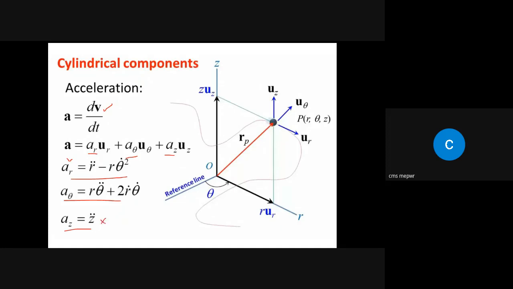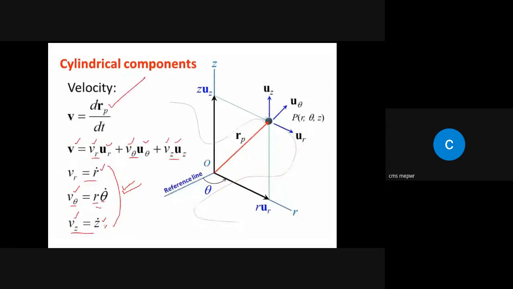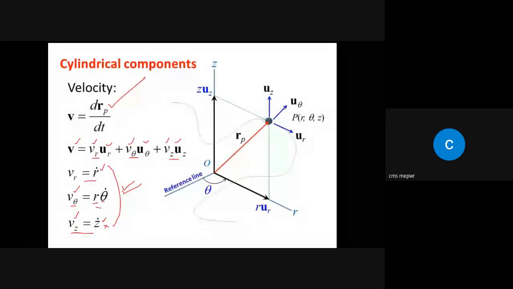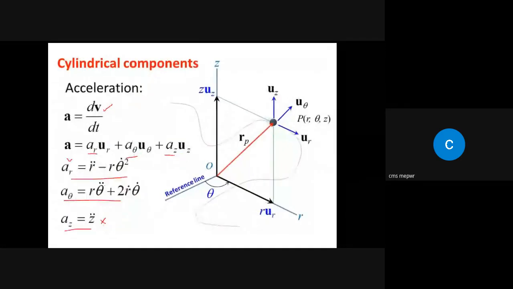This term will become 0, right? So if you are having a 2D system, and if you are given r, and you find r dot, theta dot, r double dot, theta double dot, we can find out velocity as well as acceleration, right? If you know these four things: r dot, r double dot, theta dot, theta double dot, and definitely r can be identified.